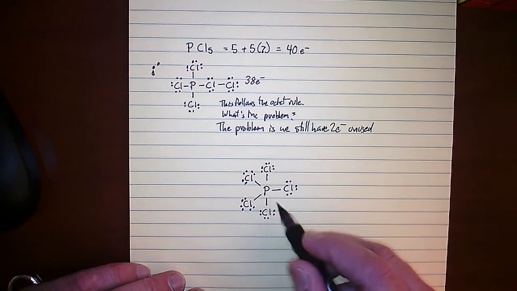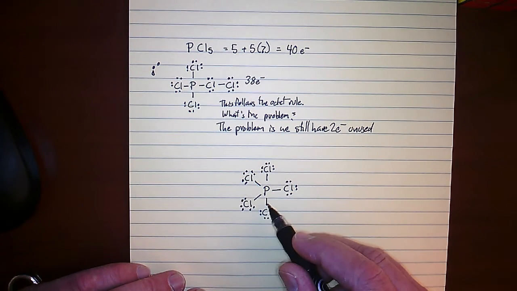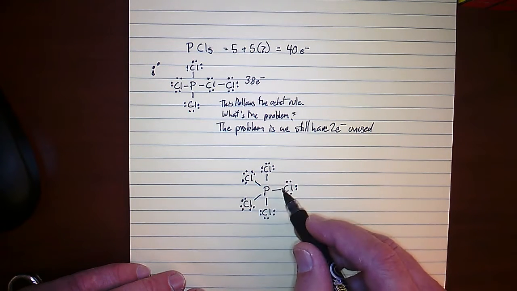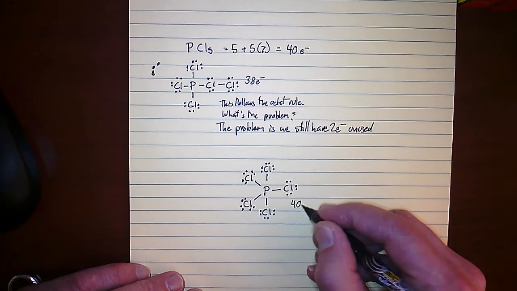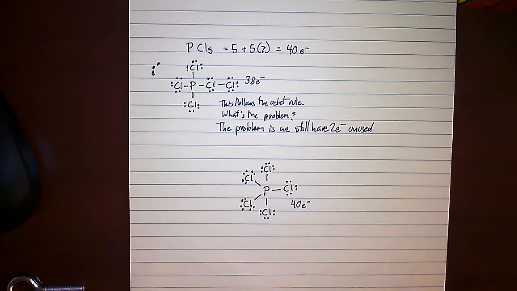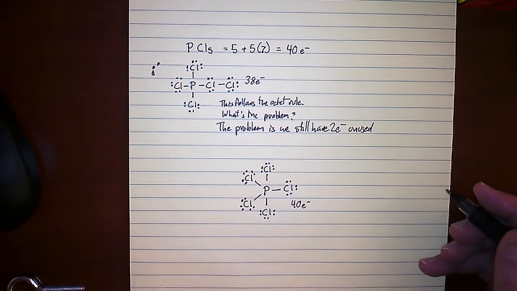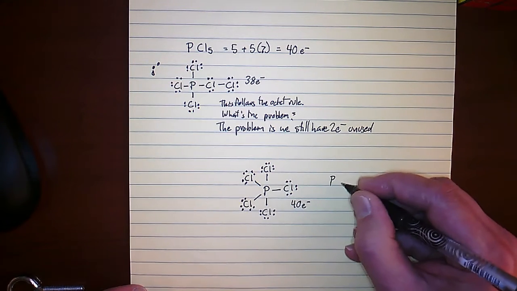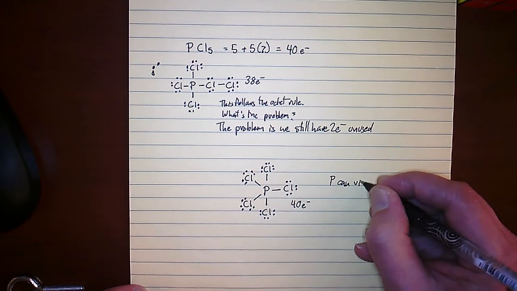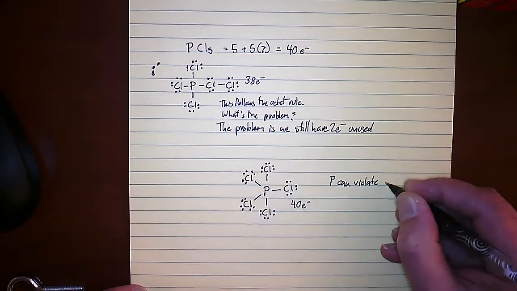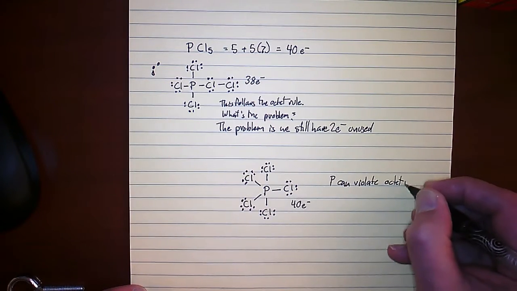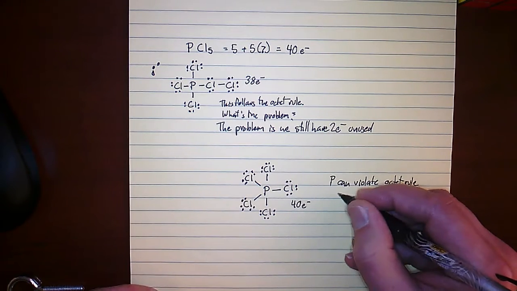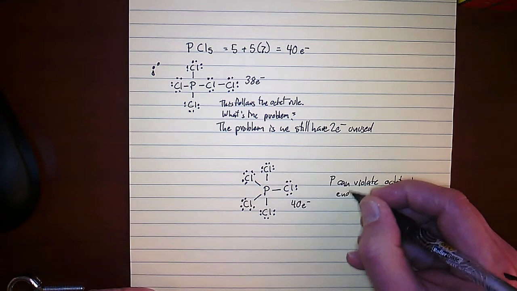And if we count, since all of the chlorines have a full octet, then we can simply count 8, 16, 24, 32, 40, and this is 40 electrons. And this is great, so this works out wonderfully, okay? And so what we're going to say is that phosphorus can violate the octet rule, and so it is allowed five bonds. So it ends up with five bonds.